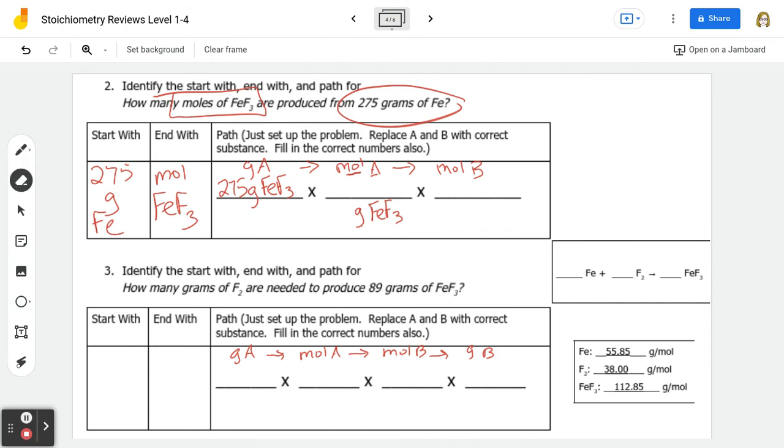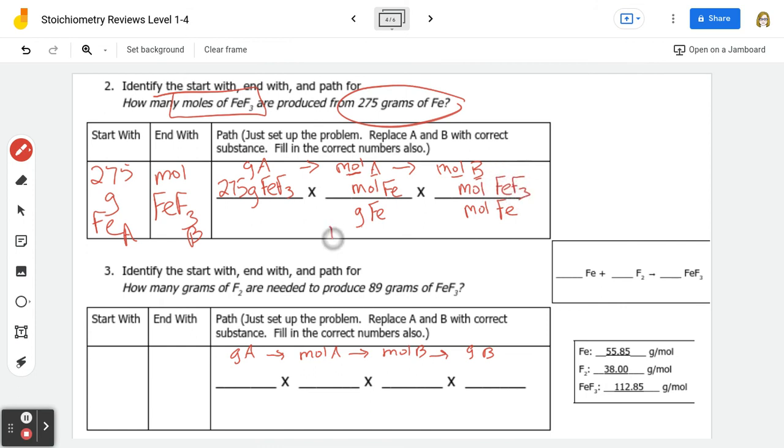Actually, let me fix that. It's Fe, not Fe, F3. So A is Fe. So we're still at Fe. B is Fe, F3. So here, and then we're going to cancel moles of Fe. And the last step is to get to moles of B. That's where we're going to get to moles of Fe, F3.